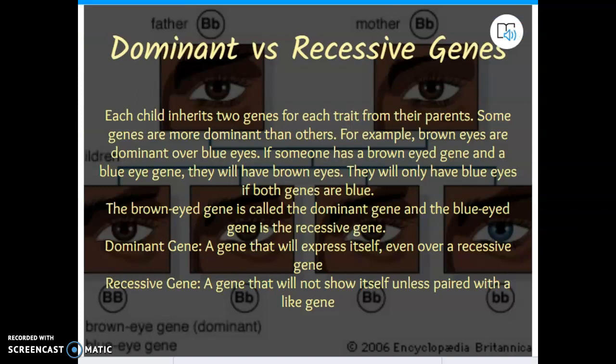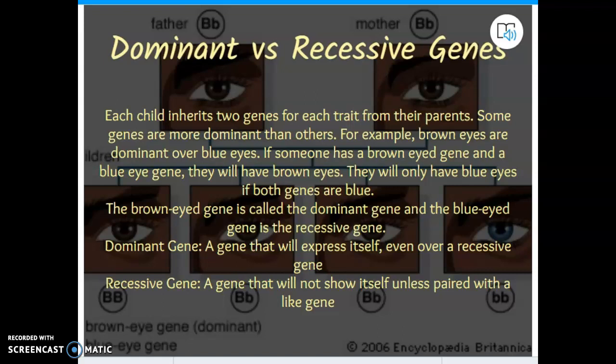There were two types of genes that were very important to us, dominant genes and recessive genes. The dominant genes, we remember, overpowered everything else. If you have a dominant gene, it will express itself. It does not need to have two dominant genes. It is strong enough by itself to express itself. So like darker hair and dark eyes are dominant traits that will show up if you have that gene present.